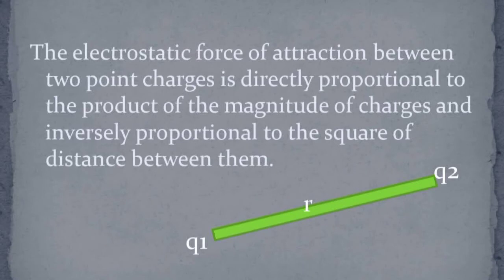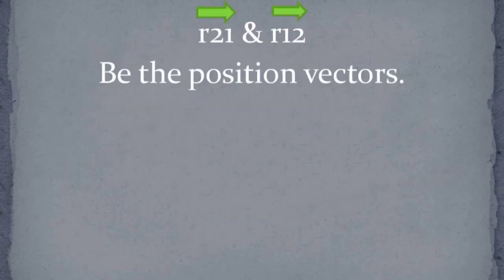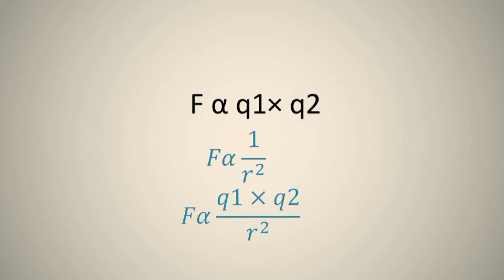Then the electrostatic force of attraction between two point charges is directly proportional to the product of the magnitude of charges and inversely proportional to the square of the distance between them. Vector r21 and vector r12 are the position vectors. F is proportional to Q1 into Q2 and F is proportional to 1 by r square. That is, F is proportional to Q1 Q2 divided by r square.